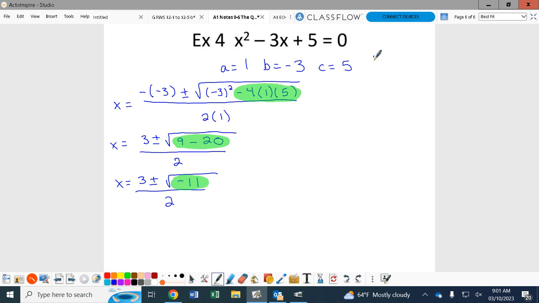If the discriminant is -11, how many solutions does it have? 0 solutions. That's it. So you would say no real solutions.